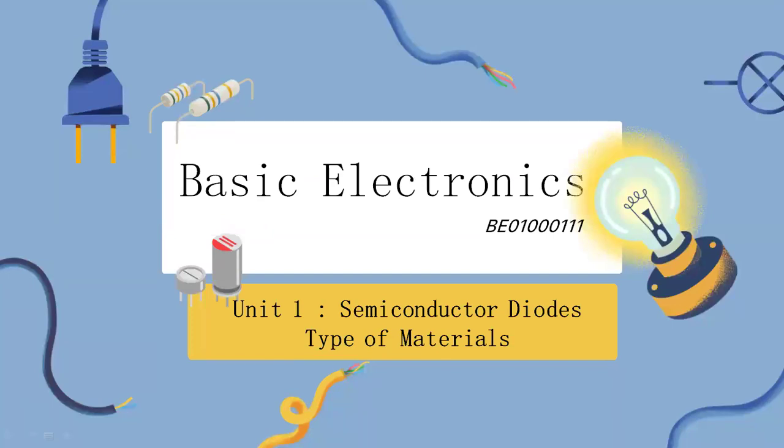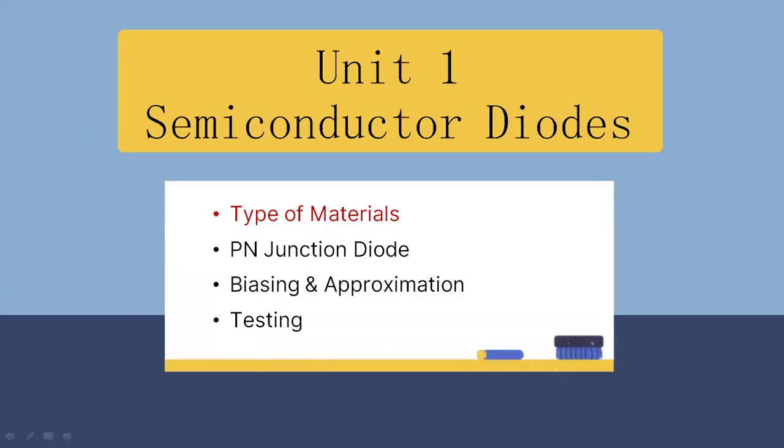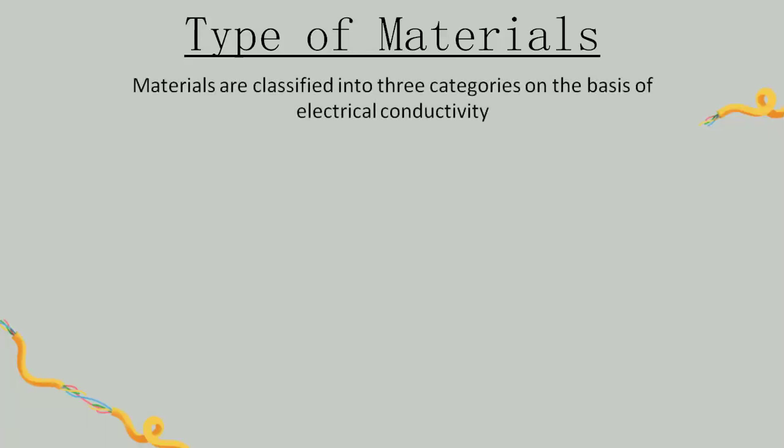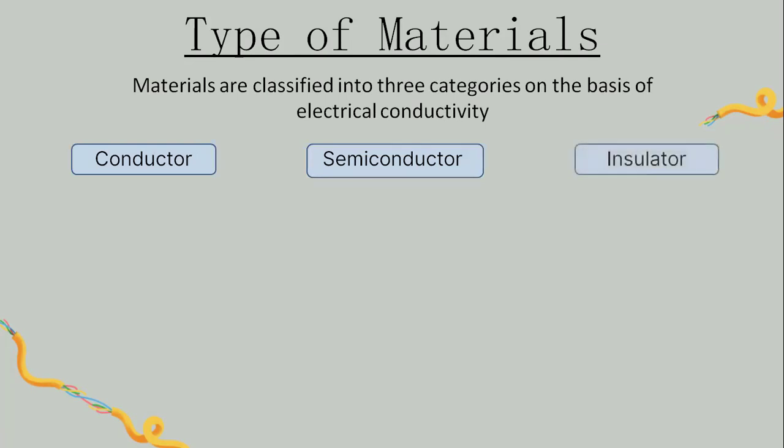Now, starting with our first unit, semiconductor diode, the first topic is types of material. Materials can be classified into three categories based on electrical conductivity: conductor, semiconductor, and insulator.